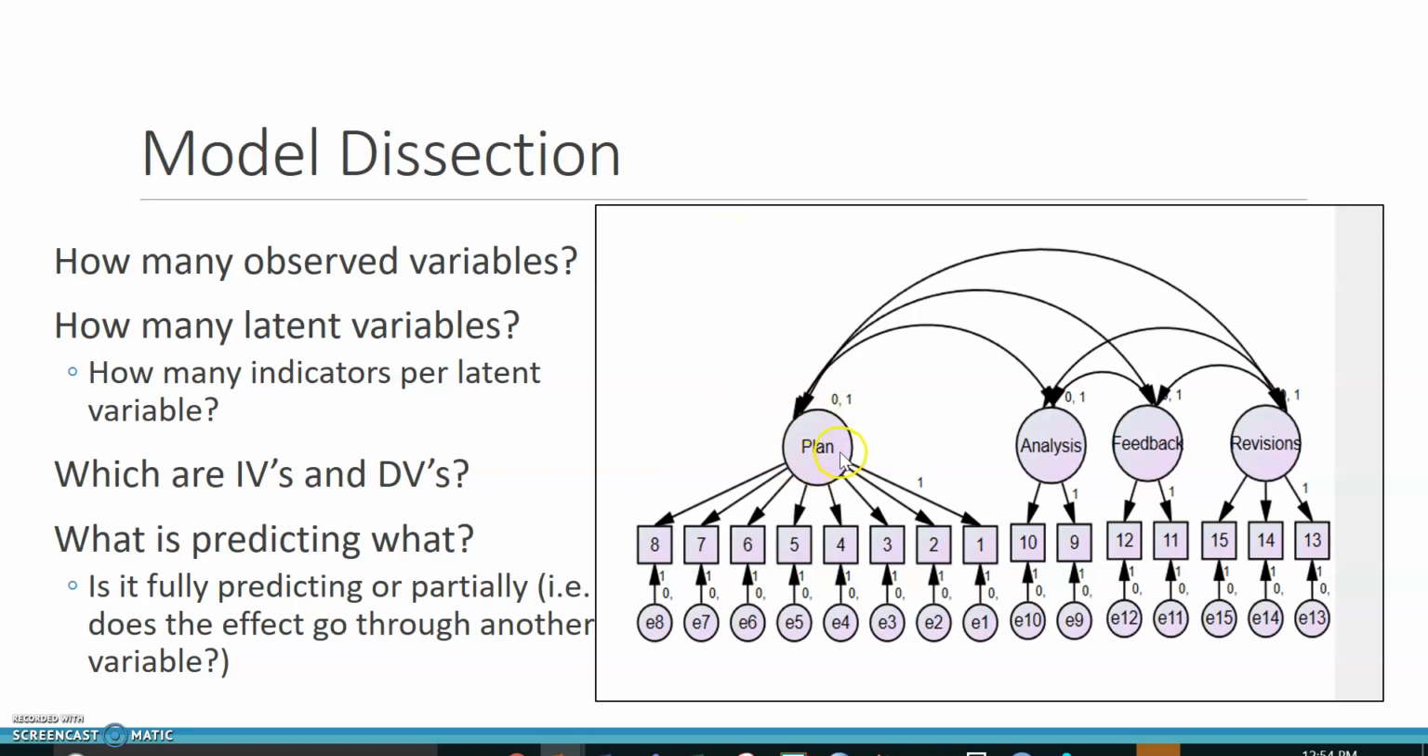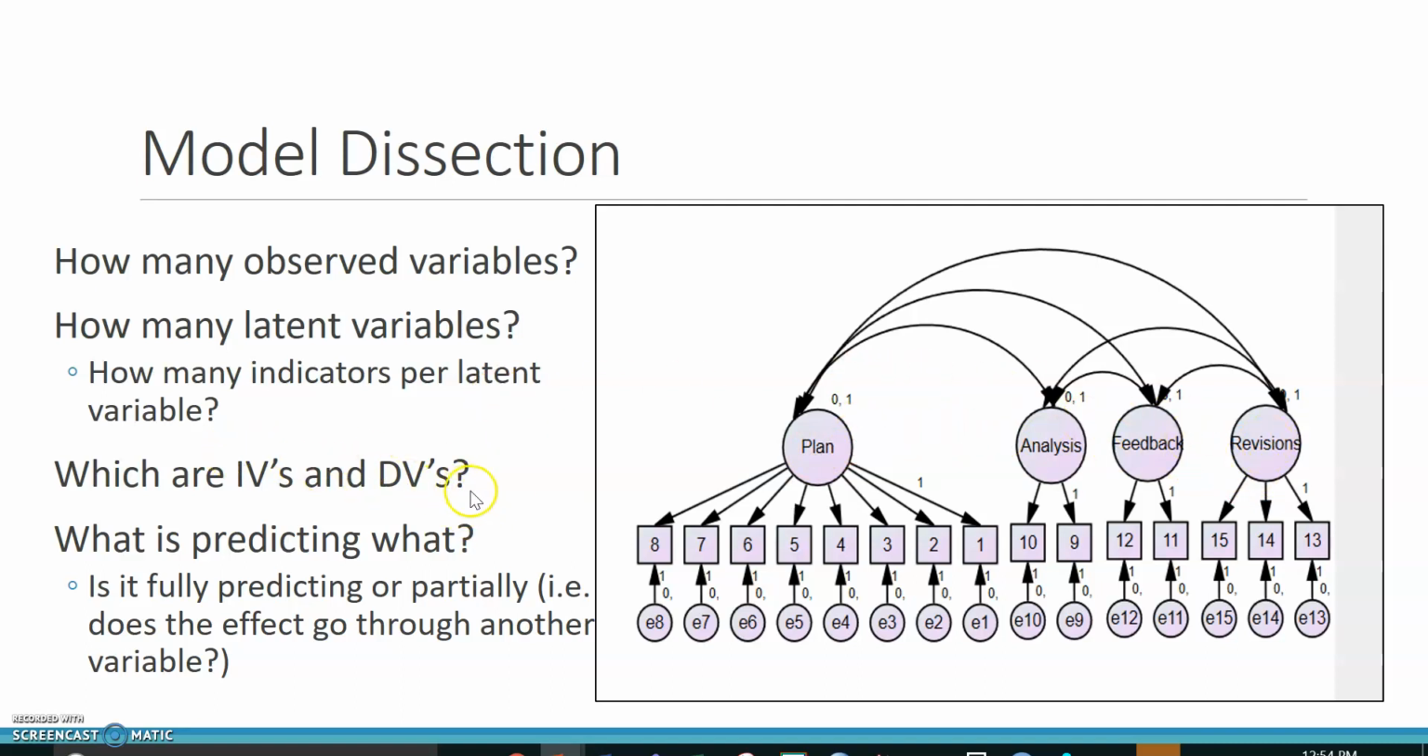We can see that plan has 8 indicators, analysis has 2 indicators, feedback has 2, and revisions has 3. We do not count all of these error terms in our observed and latent variables. So you will see error terms on items. You will also see error terms, with no circle right here, indicating error terms for each latent variable as well. So in this case, we have 4 latent variables.